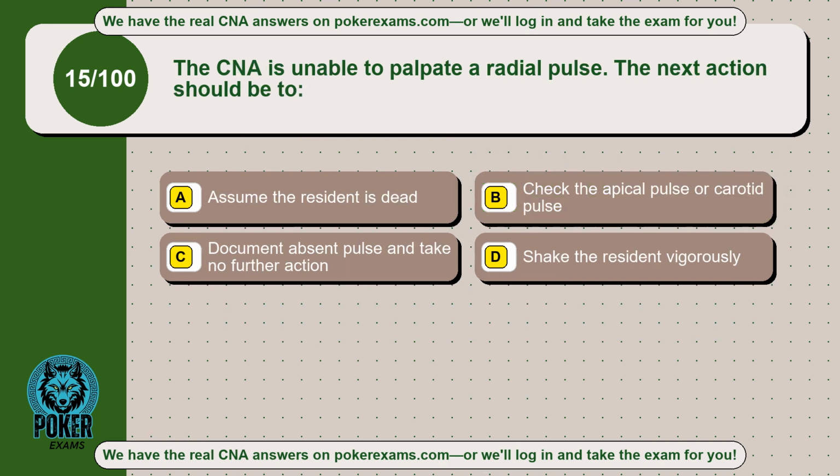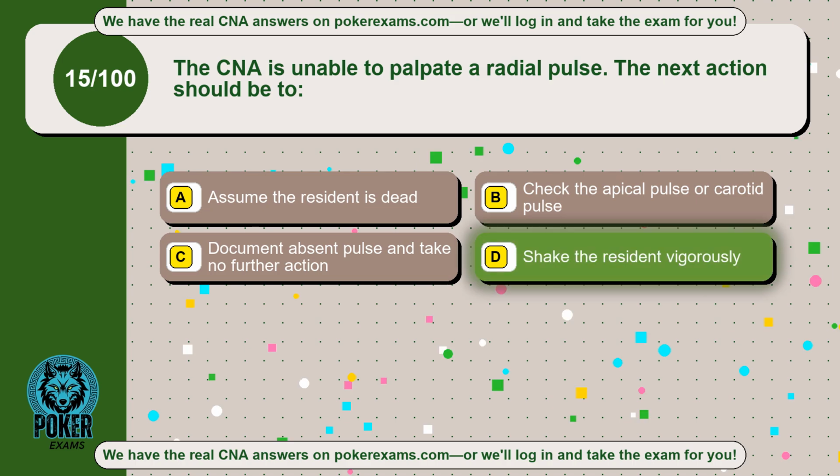Question 15. The CNA is unable to palpate a radial pulse. The next action should be to: Option A. Assume the resident is dead. Option B. Check the apical pulse or carotid pulse. Option C. Document absent pulse and take no further action. Option D. Shake the resident vigorously. The correct answer is option D.